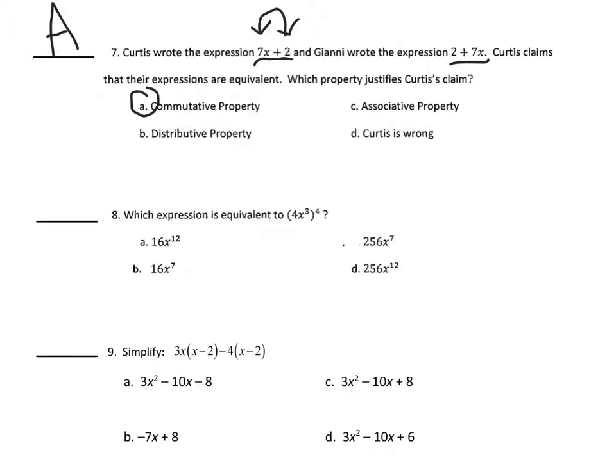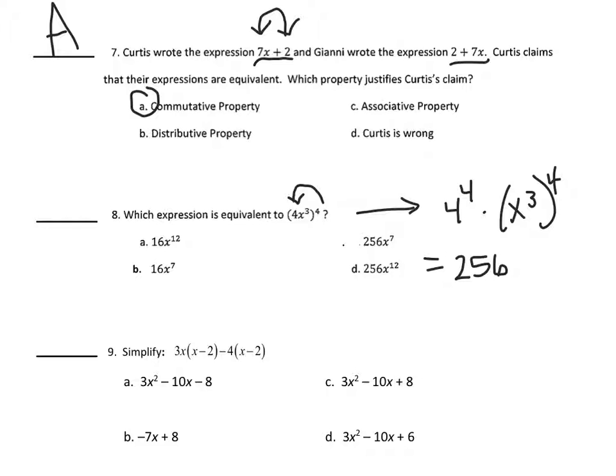For number 8, the most common mistake is students forgot to apply the exponent of 4 to the coefficient of 4 inside the parentheses. So remember, this is the same as 4 to the 4th power times x to the 3rd to the 4th power. 4 to the 4th power means 4 times 4 times 4 times 4. Do that on your calculator, you see it's 256. And when we have a power raised to a power, the shortcut is to multiply the powers. You end up with 256x to the 12th power. Choice D.